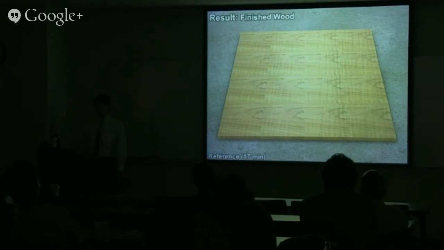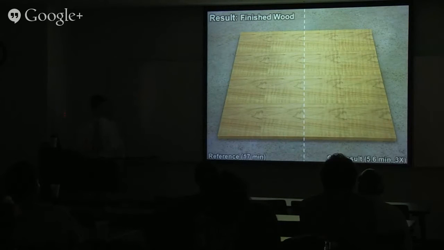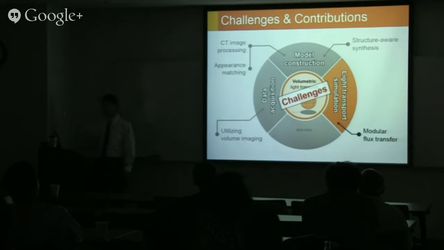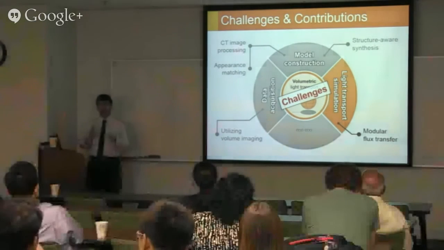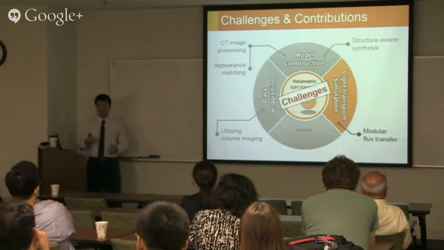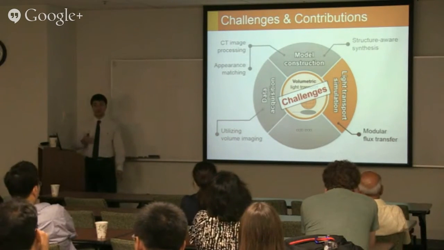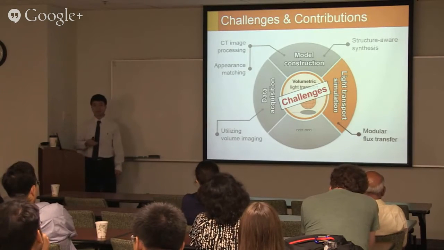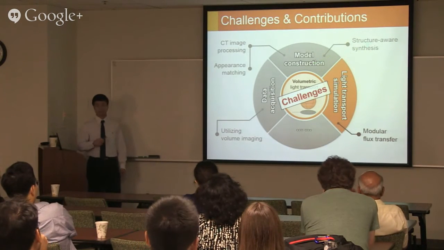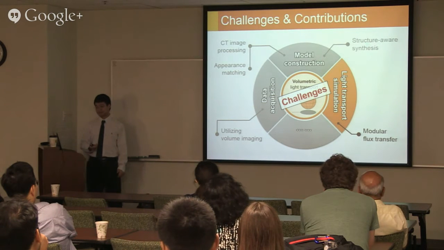Our method also generalizes to non-cloth materials. This is a piece of finished wood represented with a volume. The complexity of this volume is nowhere close to those we just saw. In this case, our method still offers a 3x speedup. So to summarize, we developed a new technique to accelerate the rendering of highly detailed volumetric models by exploiting the modularity. And such modularity is introduced by the previous model creation step.